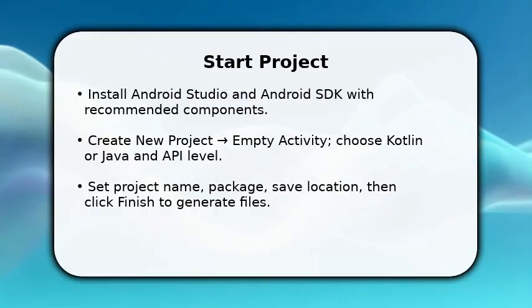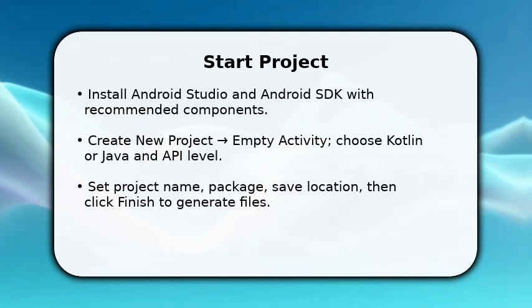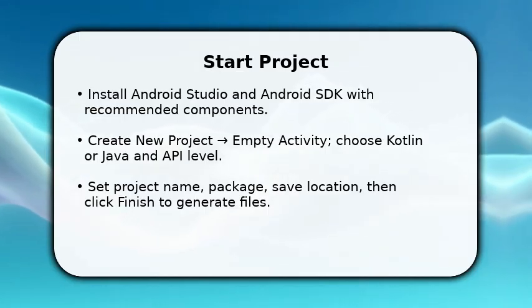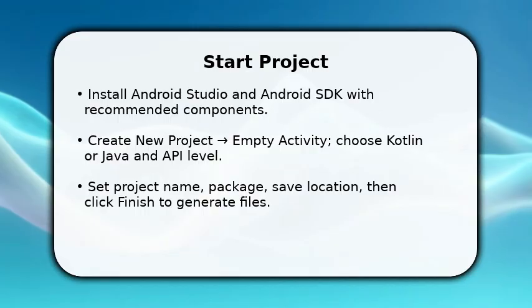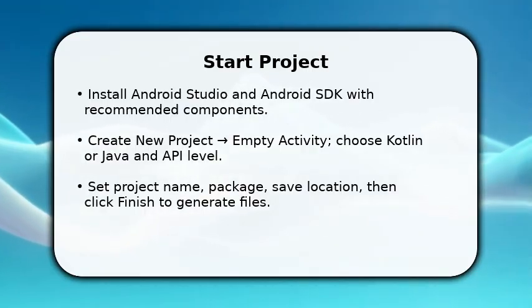You begin by creating the project so you can run code immediately. Open Android Studio and select New Project, then Empty Activity. This gives a clean template. Choose Kotlin or Java depending on your preference, and pick an API level that matches your target devices.